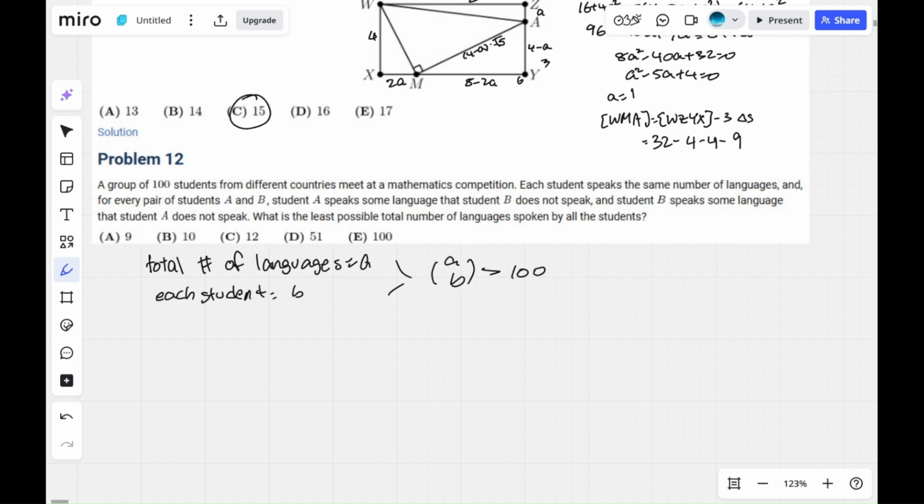But when a is equal to 9, then 9 choose 4 or 9 choose 5 are both equal to 126, which is greater than 100. So that means that when a is 9 and b is 4, so there are 9 total languages and every student speaks 4 languages, all the conditions that we are given are satisfied. So that means that the least possible number of total languages is 9. So this is A.